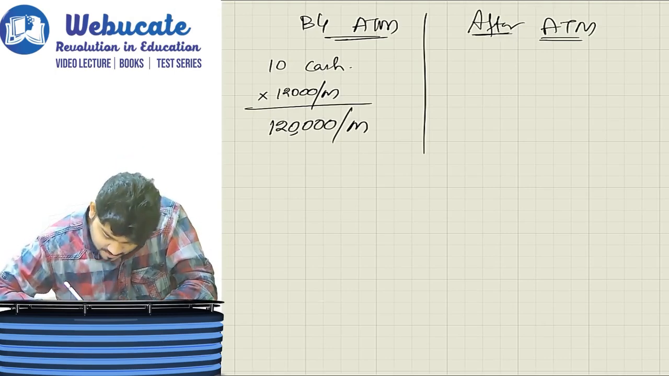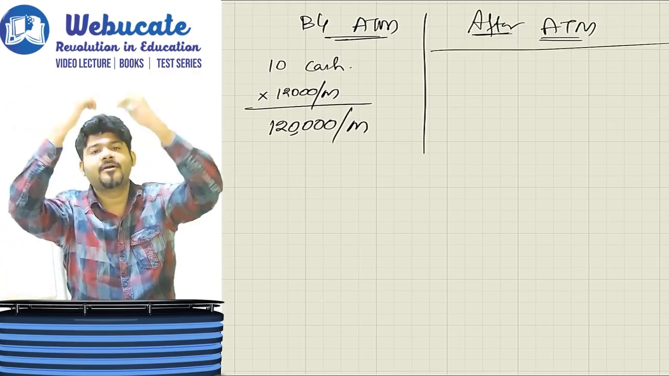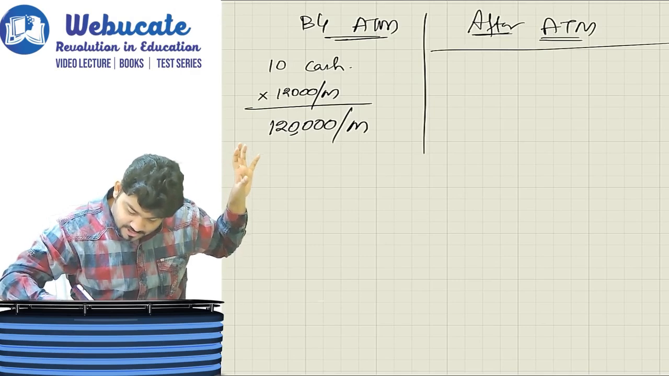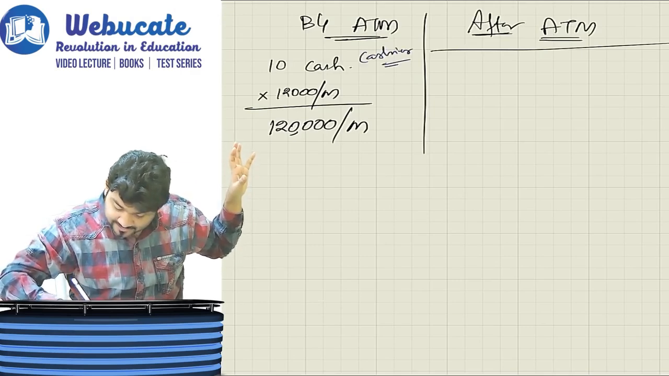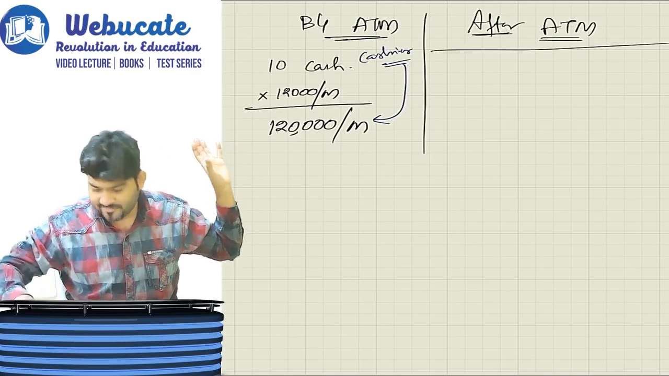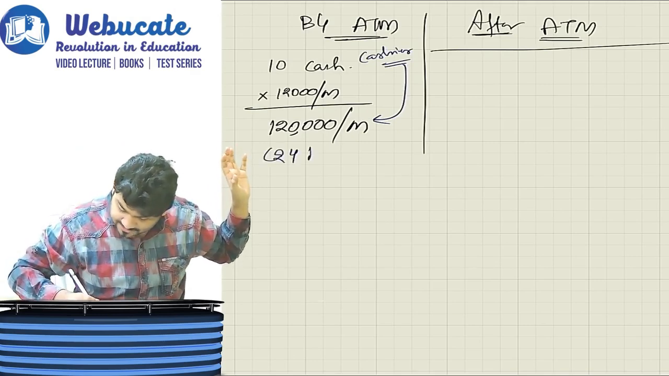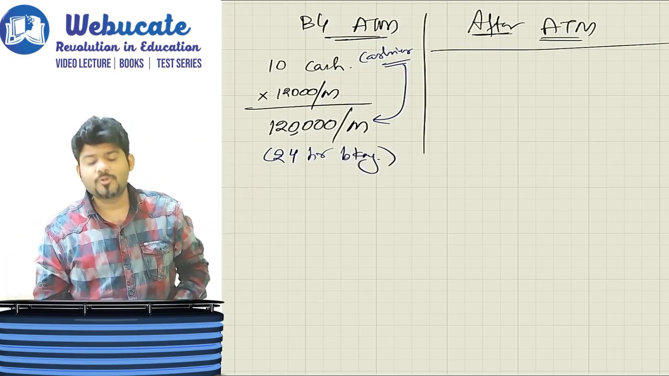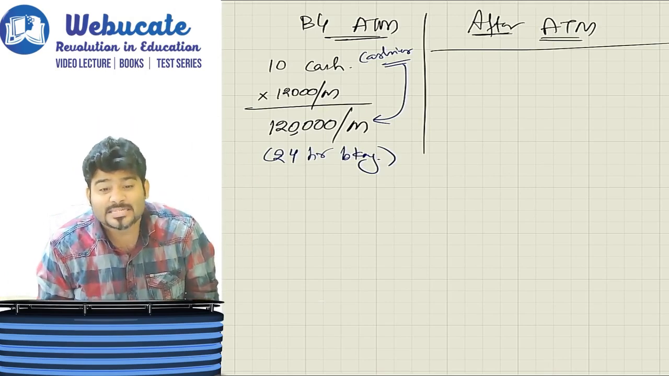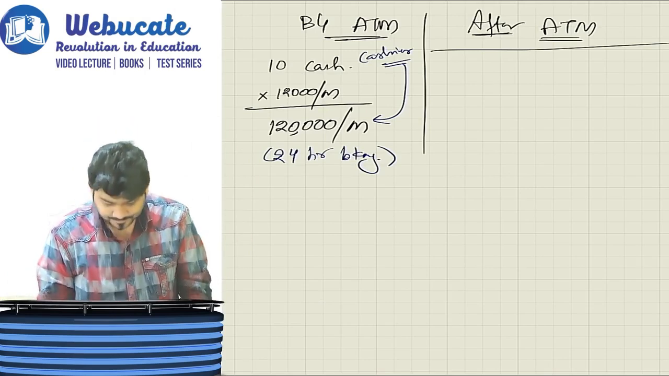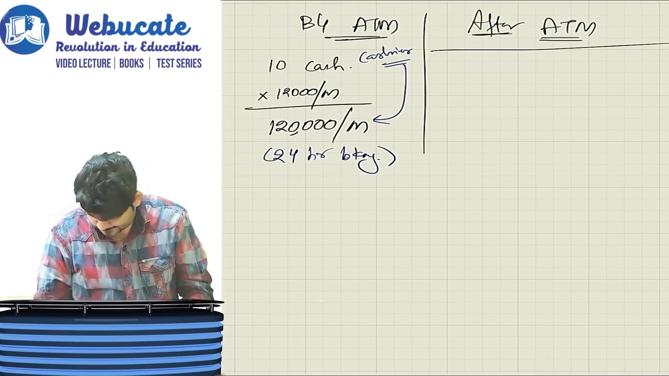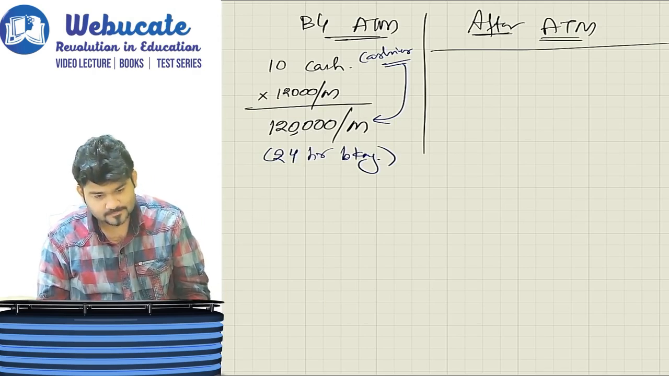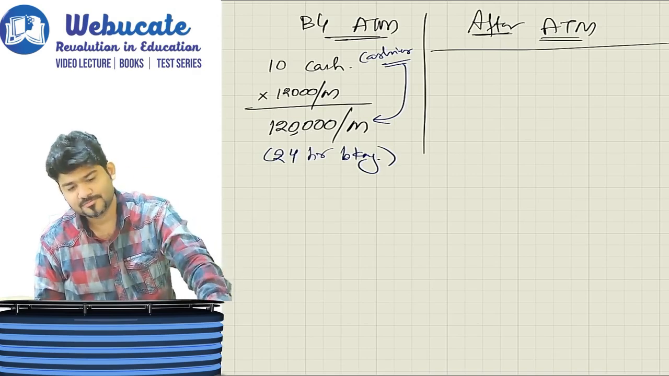For ATM, what are the expenses that you are going to incur? Now you will tell me. I am waiting. For ATM, what are the costs that you incur? If it was a case of cashier, you have to pay 1,20,000 per month to the cashier for 24-hour banking. Can I say by default ATM is also 24-hour banking? You have to tell me what is the cost that you are going to incur. Come on, I'm waiting for you.